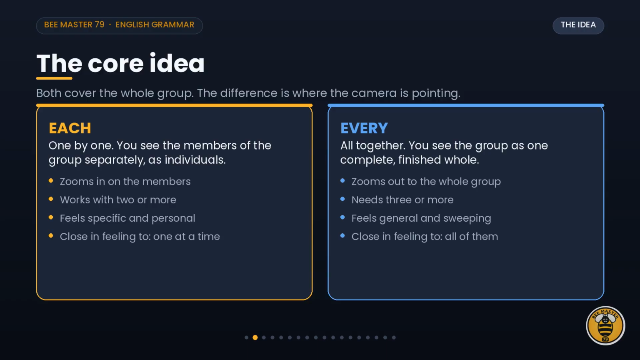Now compare that with this. Every student passed the exam. That is a statement about the group as a whole. It is very close in meaning to all the students passed. So each is for the individuals, every is for the total.